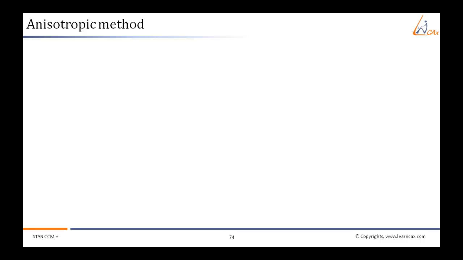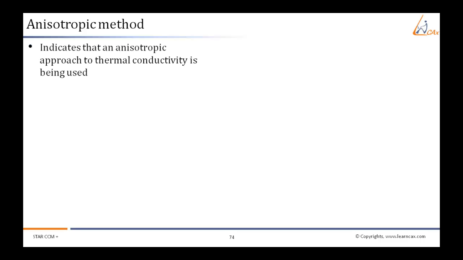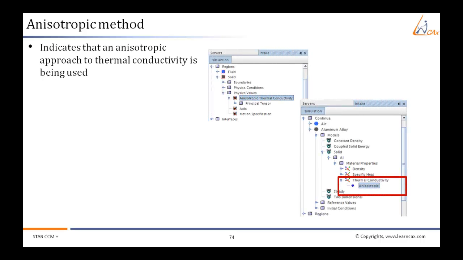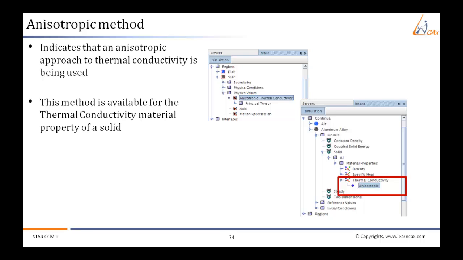Next, we have the anisotropic method. The anisotropic method is the node which has the information about the anisotropic approach to thermal conductivity. This method is available for the thermal conductivity material property of a solid when the coupled solid energy or segregated solid energy model is active.